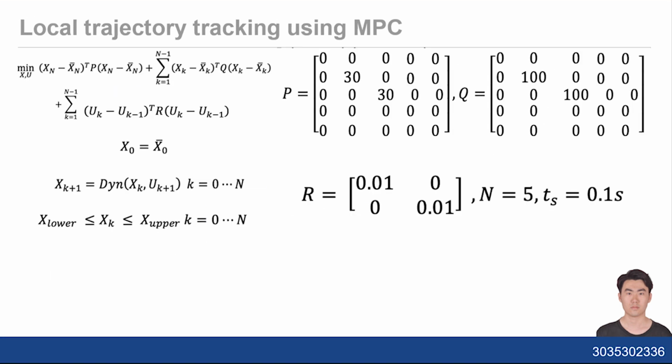And these are the parameters of our optimal problem. Our Q value is larger than P value because we need the real trajectory to keep close to the planned path. And we also add the input rate in the cost function to avoid sharp torque changing.